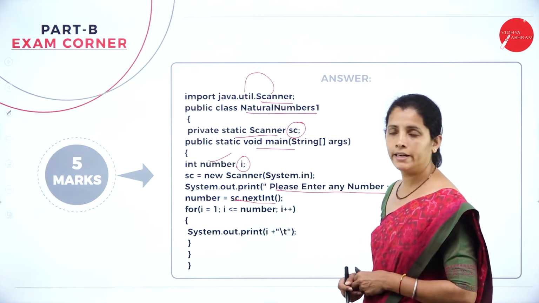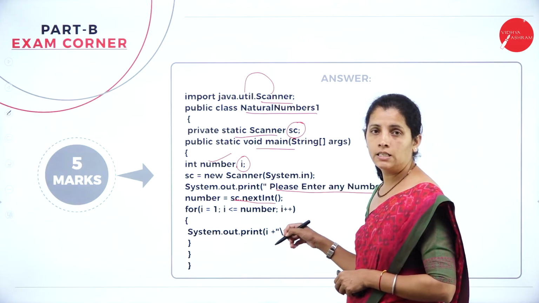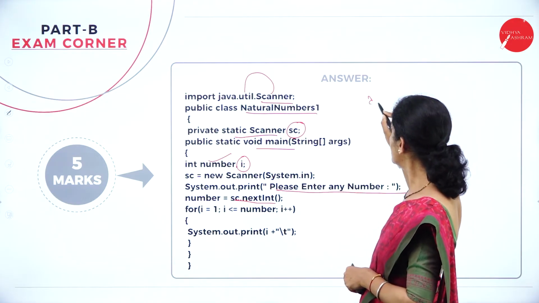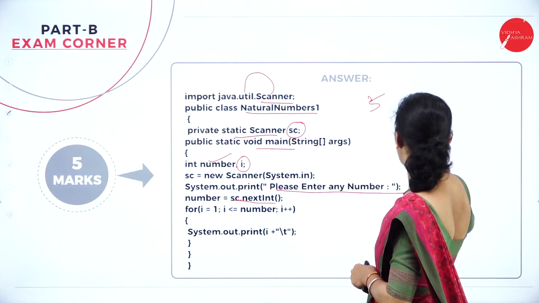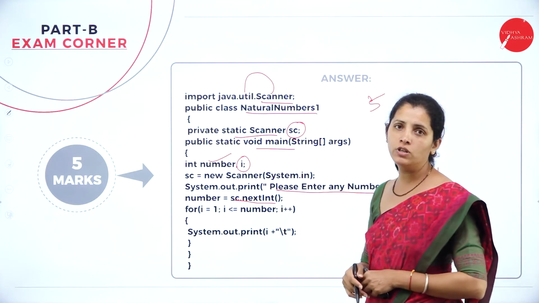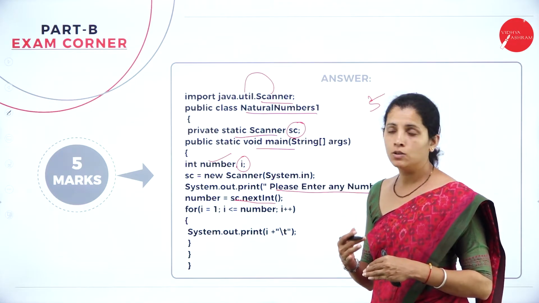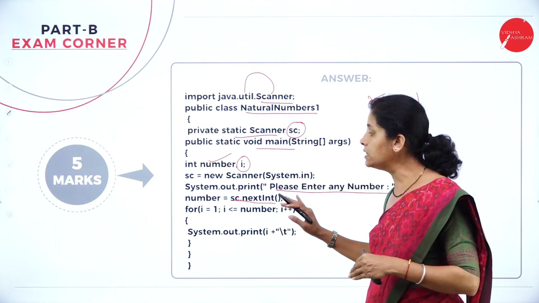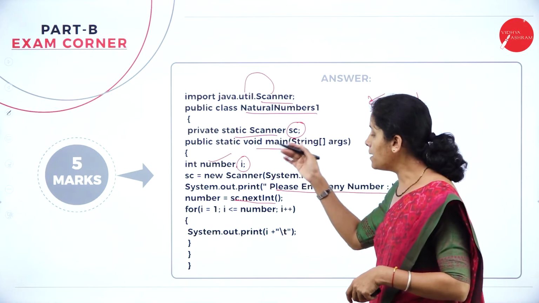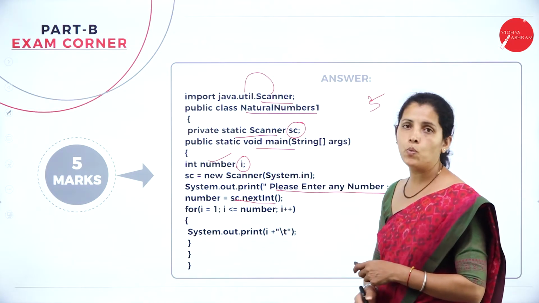So, nextInt. Now, I want to display the natural numbers. For example, if n is 5, I want to display 1, 2, 3, 4 and 5. So it is nothing but a repeated process. So what I will do is write this inside a for loop. Now, I am going to display all the natural numbers one by one.